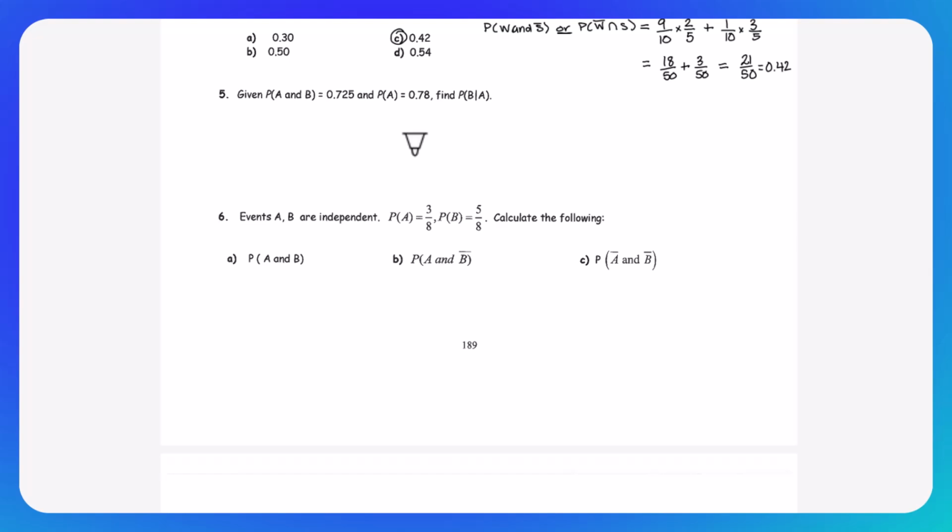Now let's look at number 5. The probability of A and B equals this. So they're telling us what A and B are. And then they're telling us that the probability of A equals 0.78. So they're asking us to find what is the probability of B given A. So of course, these are dependent events and we have to use the dependent event formula. So we're just going to say the probability of A and B equals the probability of A times the probability of B given A.